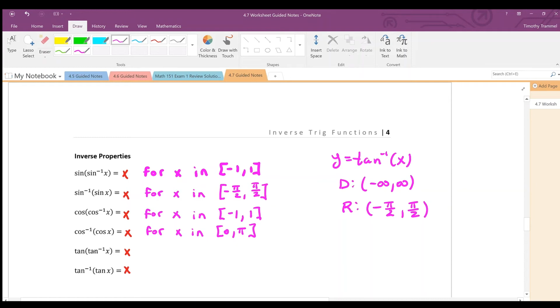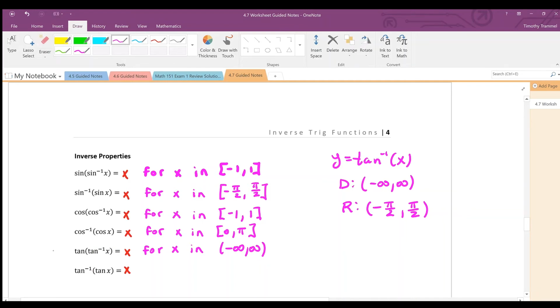And again, when I take in those numbers that are between minus pi over 2 and pi over 2, tangent is fine with that. Okay. So this is actually true for x in minus infinity to infinity. So in other words, all real numbers. This is the only one of these that is true for all x.